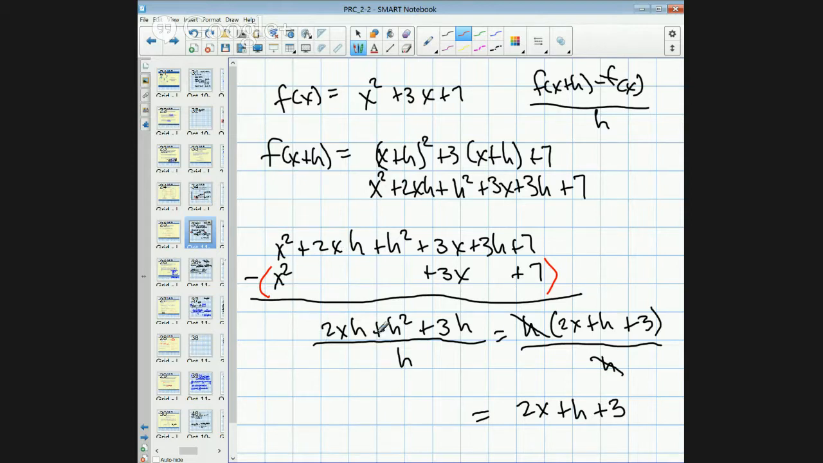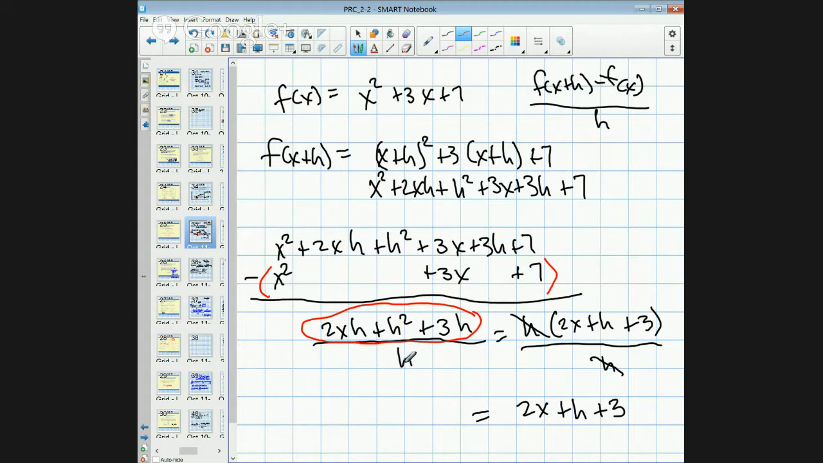2xh minus nothing is 2xh. h squared minus nothing, h squared. 3x minus 3x, gone. 3h, still there. 7 minus 7, gone. So do you see where I came up with this part as the answer to that subtraction?